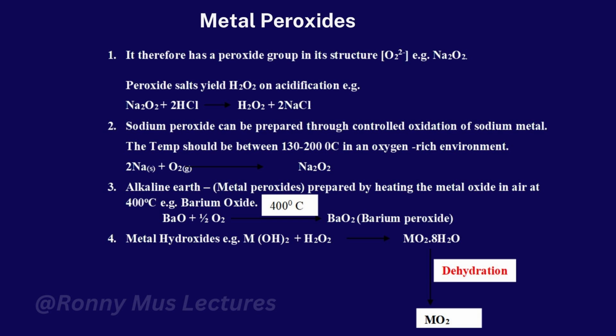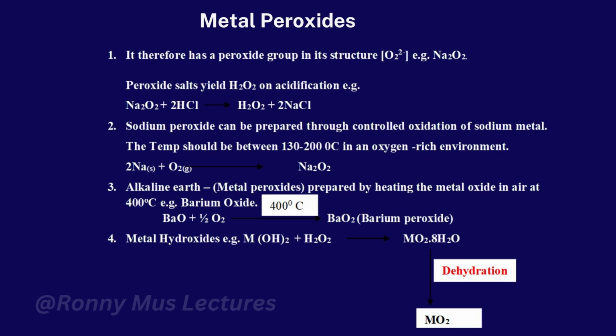Sodium peroxide can be prepared through controlled oxidation of sodium metal. Remember, you actually get different products depending on the amount of oxygen, whether it is excess or limited. So in this case, you have to control the environment. The temperature should be between 130 to 200 degrees Celsius, and the environment should be oxygen rich.